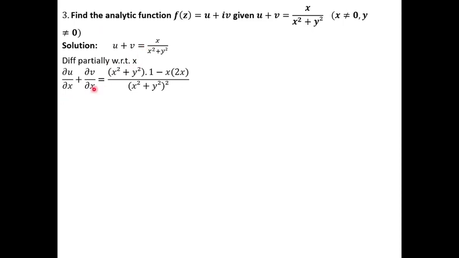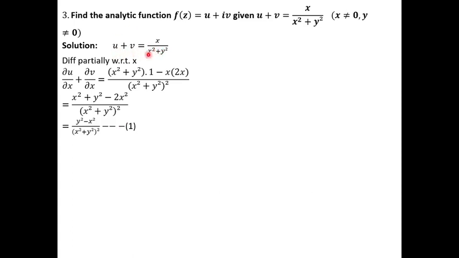∂u/∂x plus ∂v/∂x is equal to, apply the quotient rule. The quotient rule: (x square plus y square) whole square in the denominator; in the numerator, denominator into differentiation of x, which is 1, minus numerator into differentiation of the denominator function, which for x square plus y square is 2x. Now simplify: x square plus y square minus 2x square, we get (y square minus x square) whole divided by (x square plus y square) whole square. This is equation number 1.